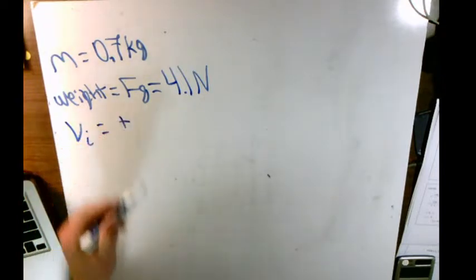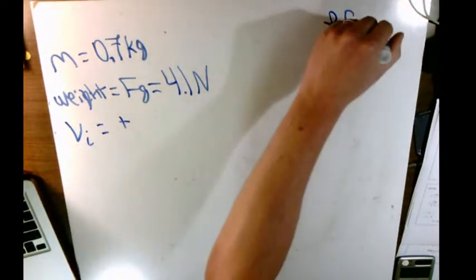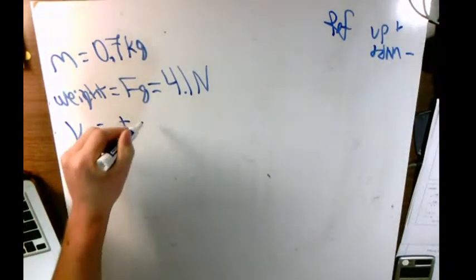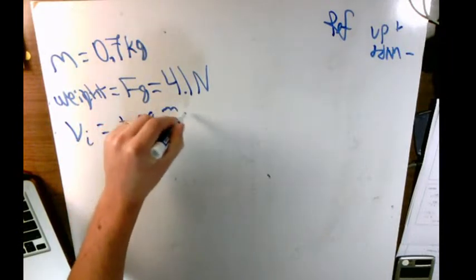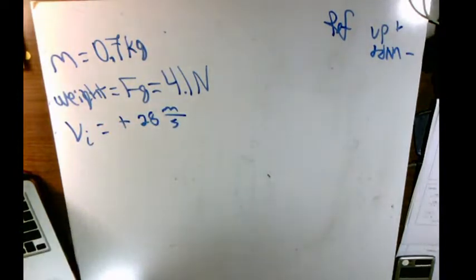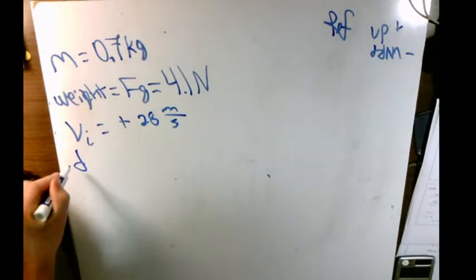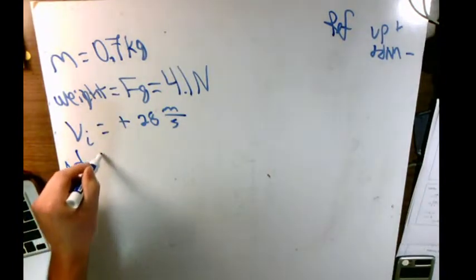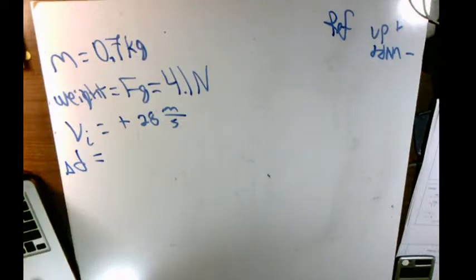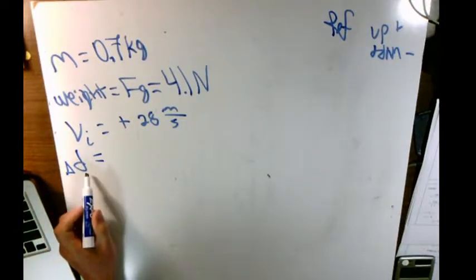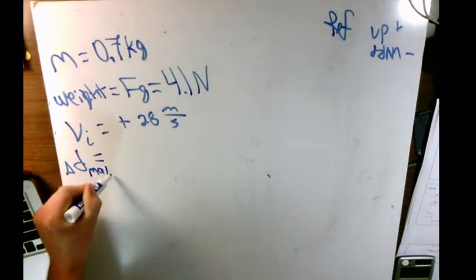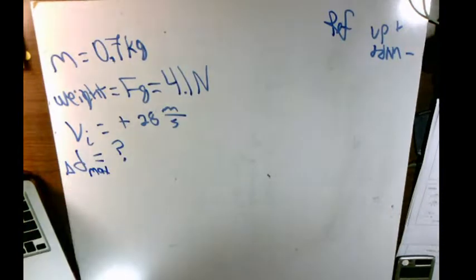VI, we'll say positive reference system where up is positive, down is negative. Positive 28 meters per second. We're actually kind of working with a kinematics type question again, going back to our first unit. Actually the second unit. So our max height, right, or max displacement from the start is what we're looking for.